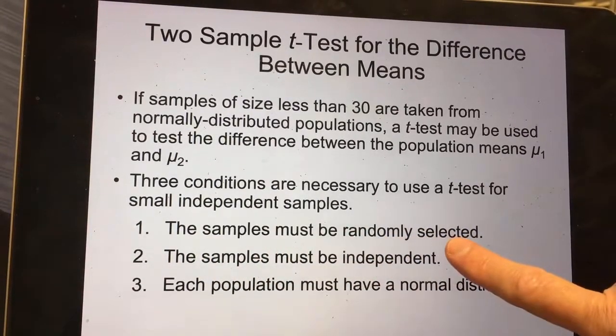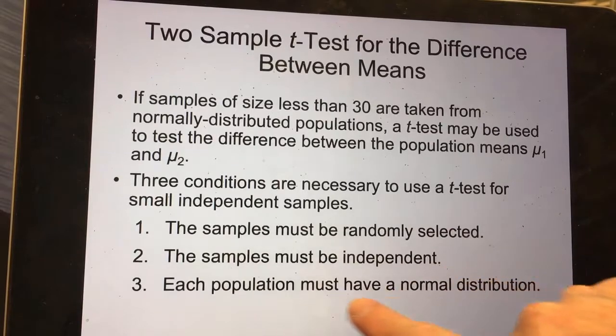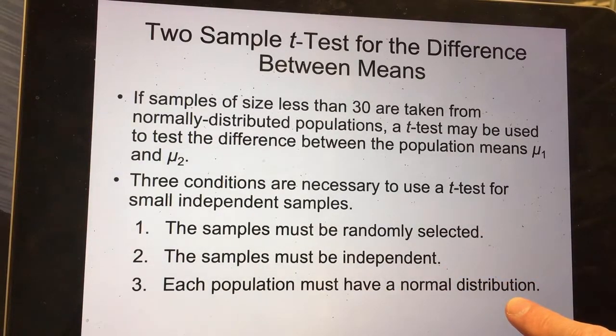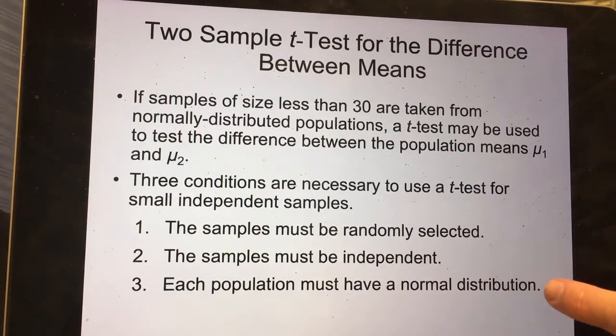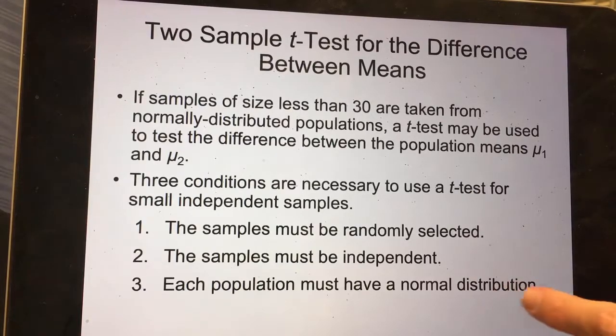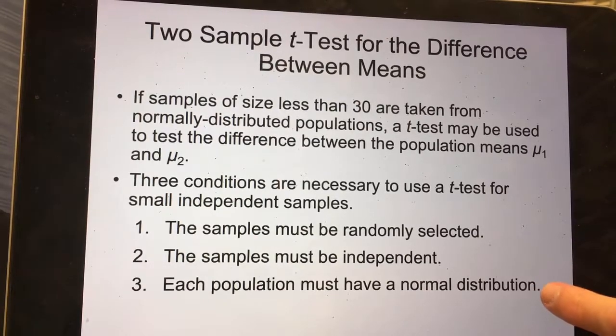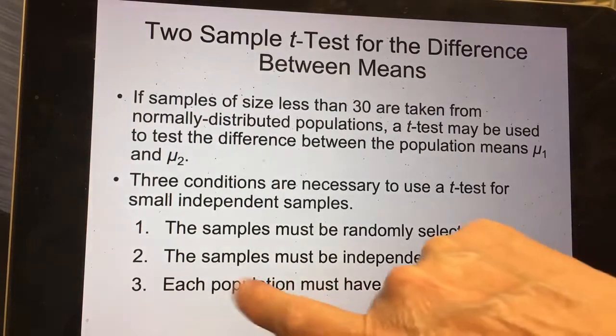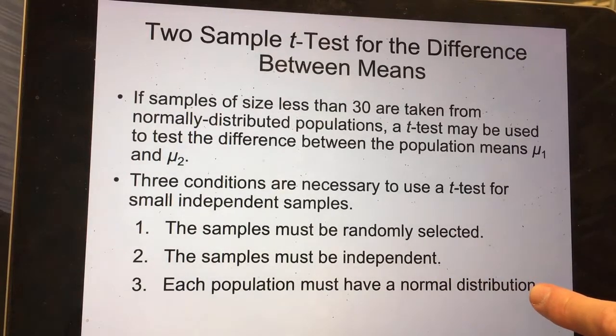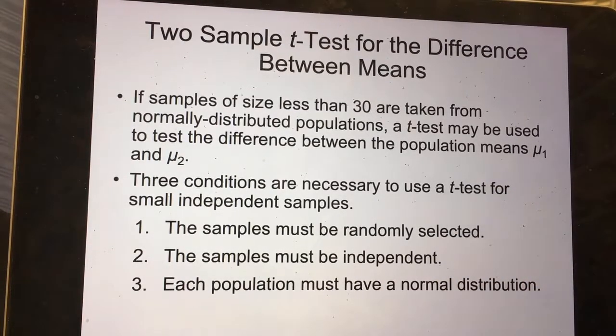The samples must be randomly selected. Each population must have a normal distribution. Remember how we judge normality. Normality is either they tell you it's basically normal, or you have an n greater than 30. So you have to have that met before you can even use the t-test.